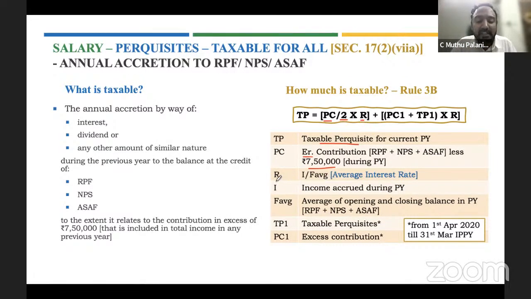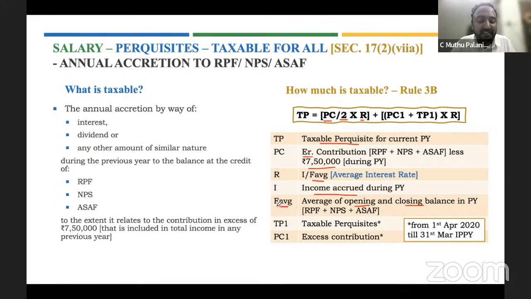What is R? R is nothing but I by FAVG. Already there is formula confusion, and now there is one more formula in that. R is nothing but I by FAVG. So what exactly do you mean by FAVG? I represents income accrued during the previous year. That is the accretion. Whatever is the income during the previous year, I take that. I divide it by the average of the opening and closing balance in the previous year. So I take the 1st April balance and the 31st March balance, 1st April 22 balance, 31st March 23 balance. I divide it by 2 and I get the average.